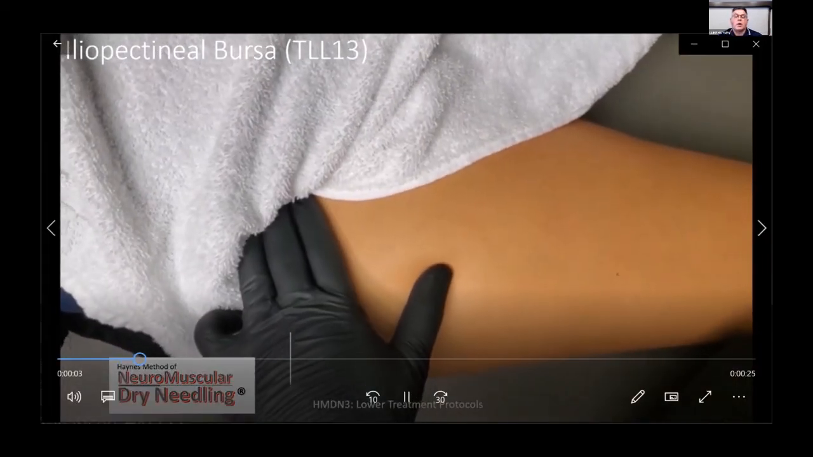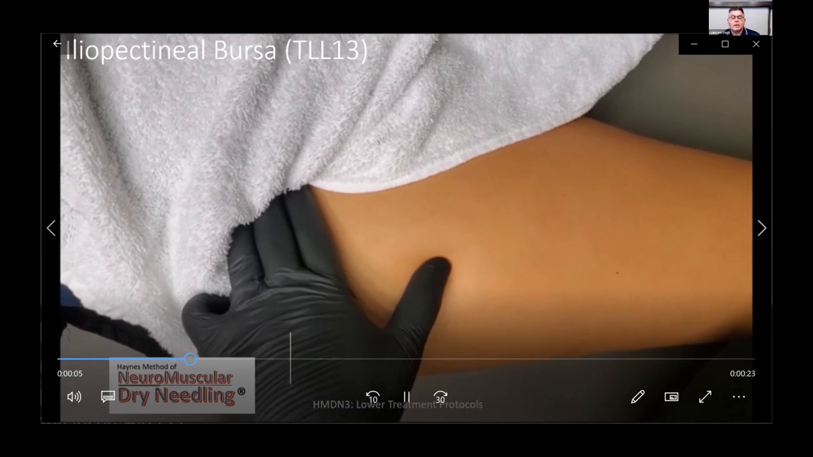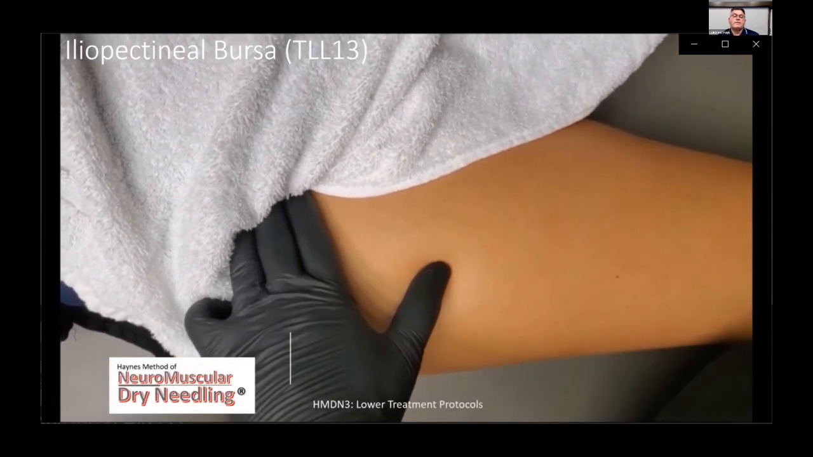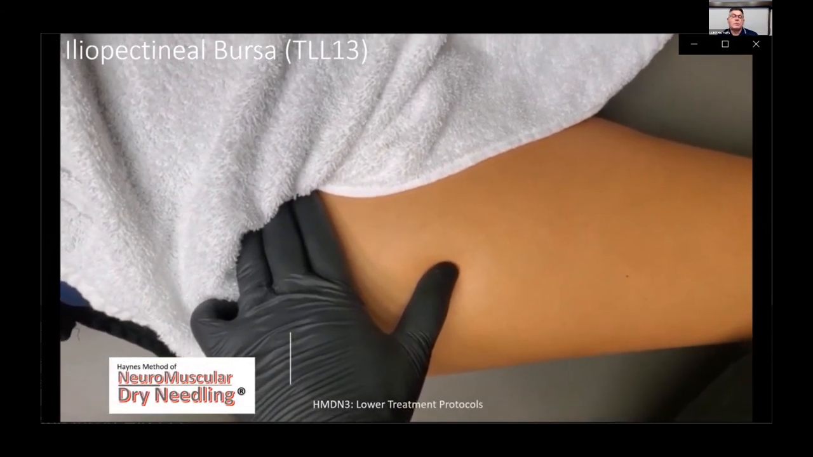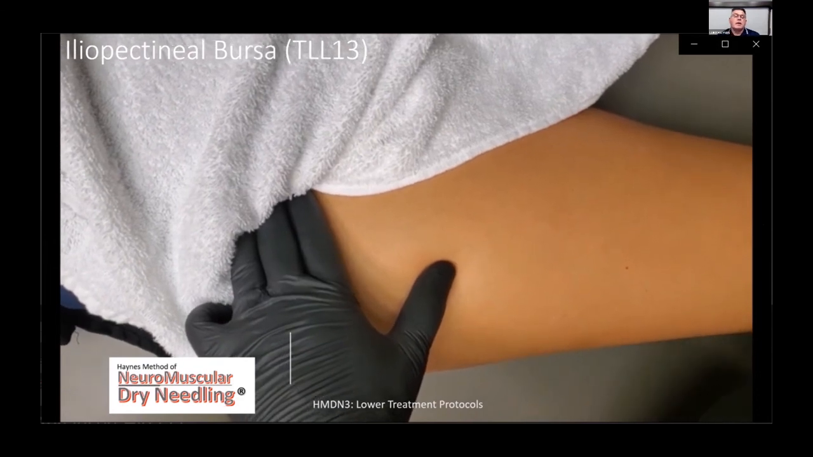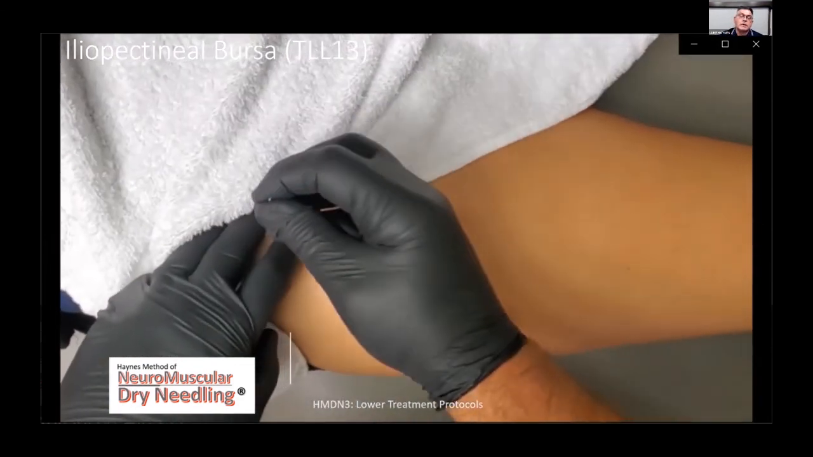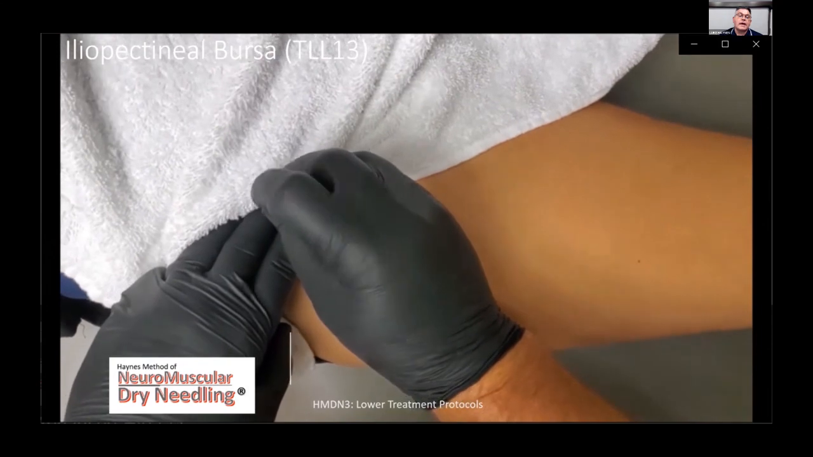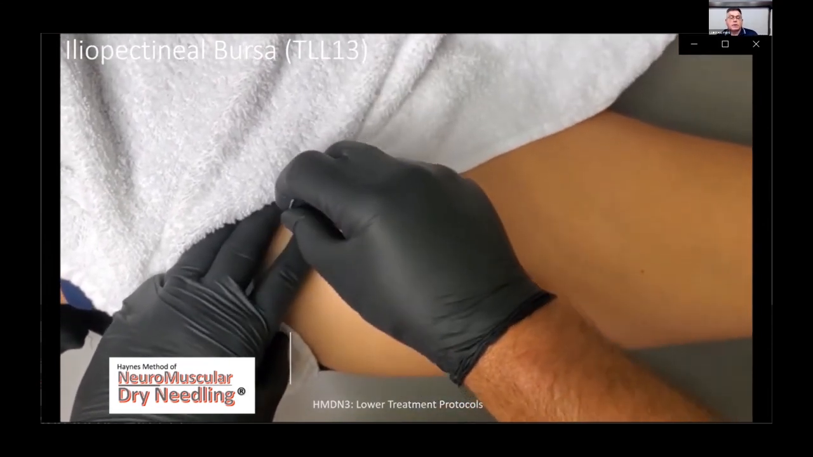So palpate for the femoral artery. We're going to move laterally 3 finger breadths in line with the superiormost aspect of the greater trochanter to needle down to the iliopectineal bursa.